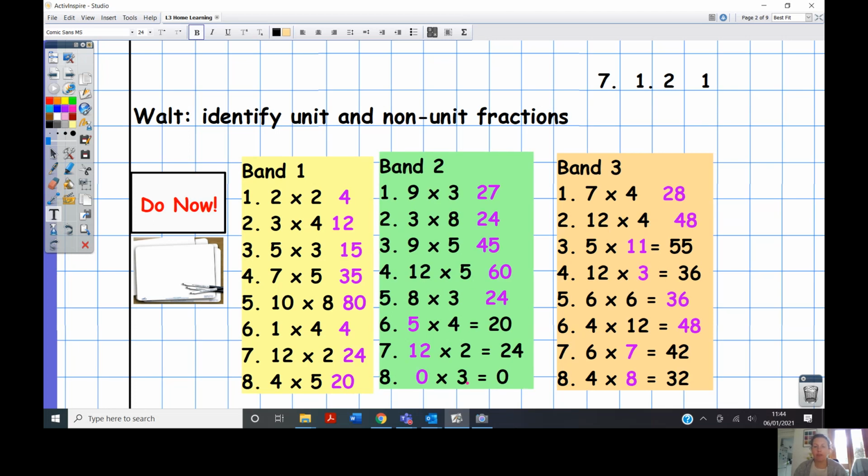Here are the answers from the do now for today. Remember, if you're multiplying by 0, you are always going to have an answer of 0, because if there's nothing in your groups to multiply by, you're not going to have anything in your answers. And I also did a cheeky commutativity one. Remember, 3 groups of 8 is exactly the same as 8 groups of 3.